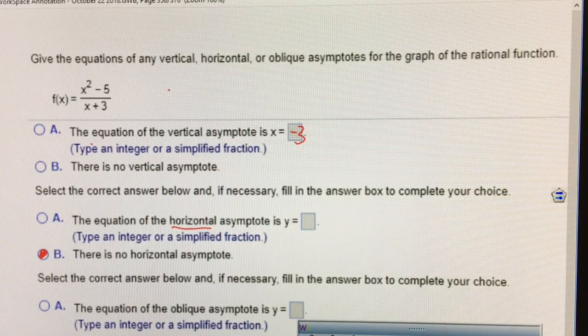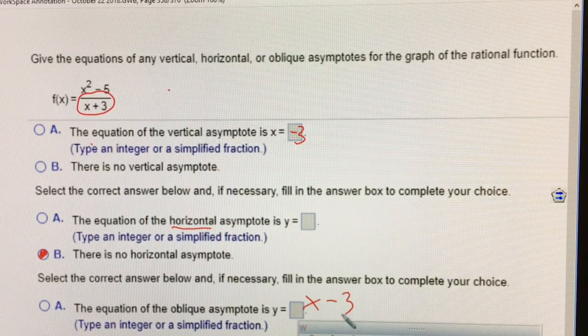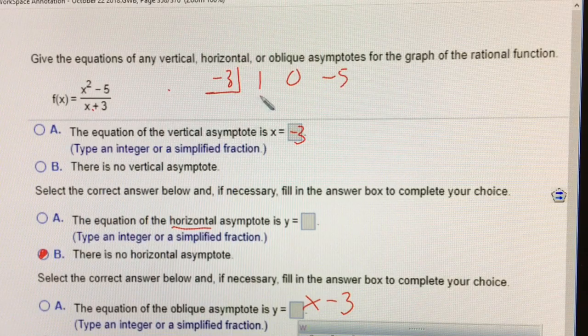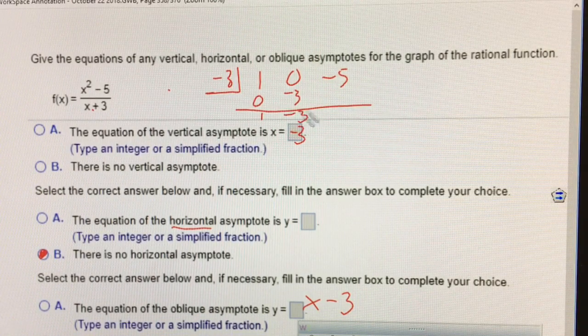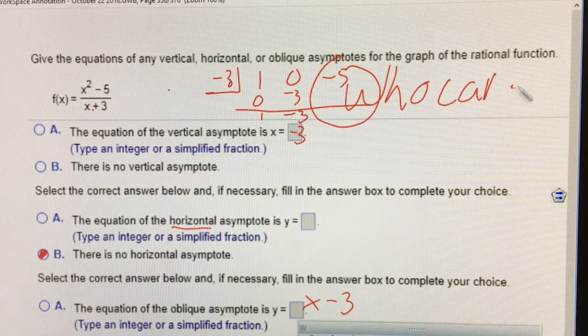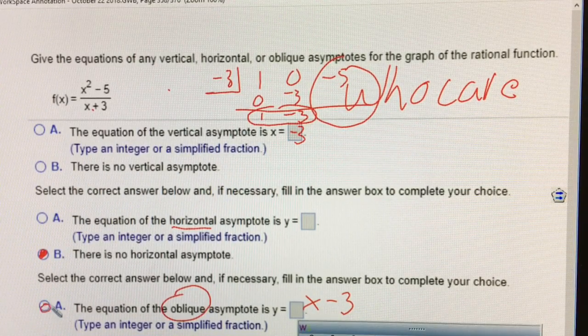Now to find the oblique, you're supposed to do synthetic division. Now there's a little trick for this. In this course, it'll just be x minus 3. But you do synthetic to actually find it. That would be 1, 0, x, minus 5. I put a 0 there, I get 1, I get negative 3, I get negative 3, and then over here, who cares? You don't need any of that over there. And notice that's going to give me an equation of x minus 3. So the oblique asymptote is x minus 3 for this particular problem.